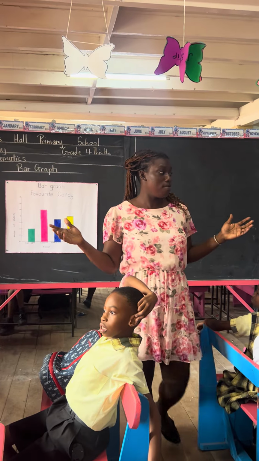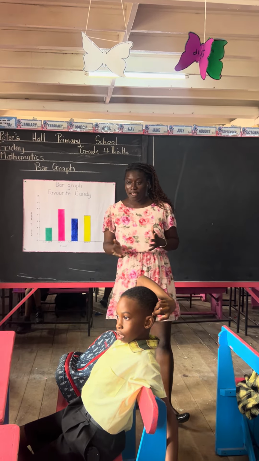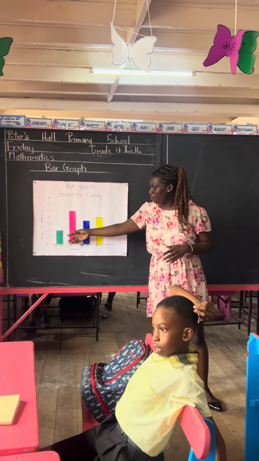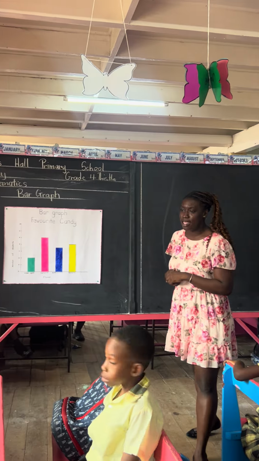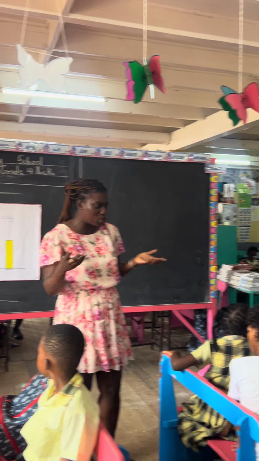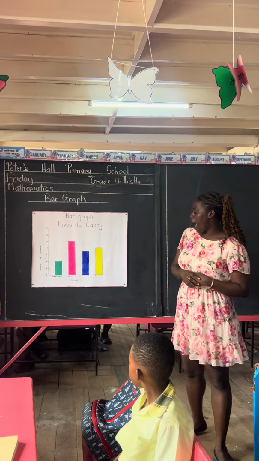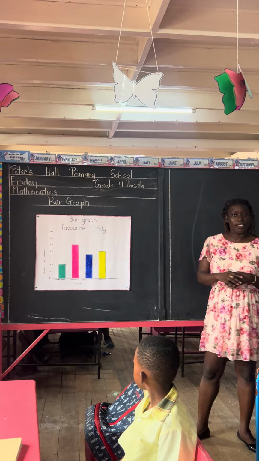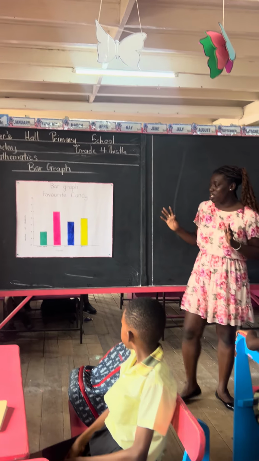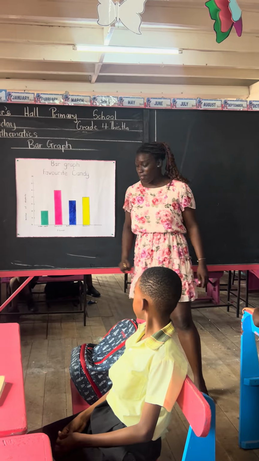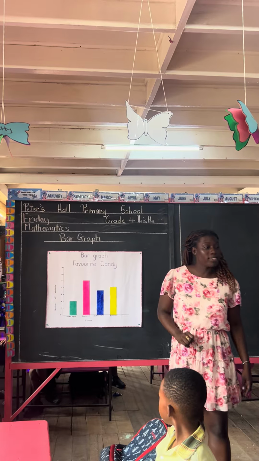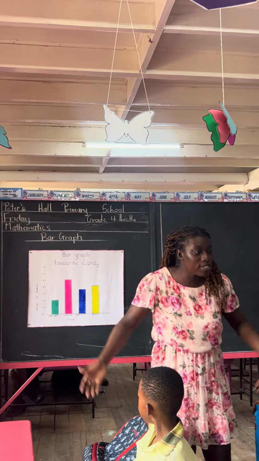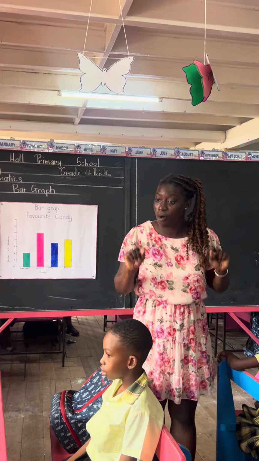Good. So we're doing bar graphs today. Now, if you look on the board here, I have a bar graph that is showing us the favorite candy of students. Now we have 4 different candies on the board. We have green apple, caramel, butterscotch, banana. Now in my song it says bar goes up when there's more.